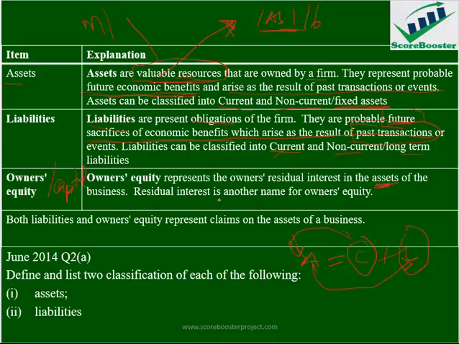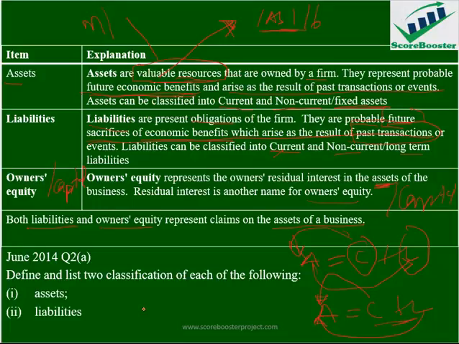And residual interest is another name for owner's equity, or we can also call it capital. Now both liability and the owner's equity represent a claim on the assets of the business. You remember, asset is equal to capital plus liability. This debt, the liability, has a claim on the asset. The owner also has a claim on the asset because the asset is acquired by the combination of these two items.